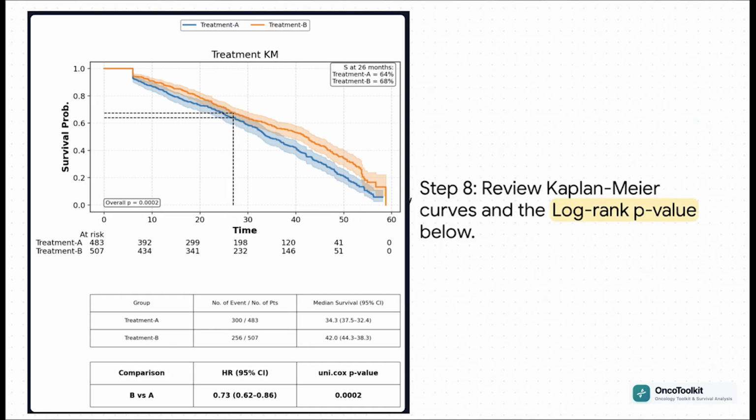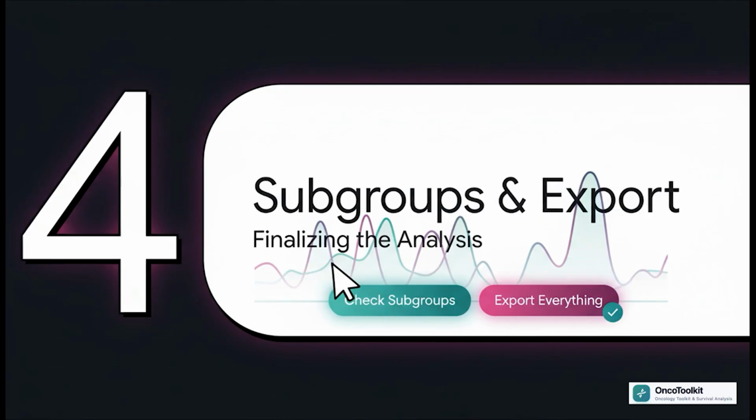Step 8 gives you that great visual evidence with the Kaplan-Meier curves. And right below the plot, you'll find the hard numbers you need, the log-rank p-value, and the survival probabilities at specific times. We are almost done. We'll just check for subgroup effects and then export the whole thing.